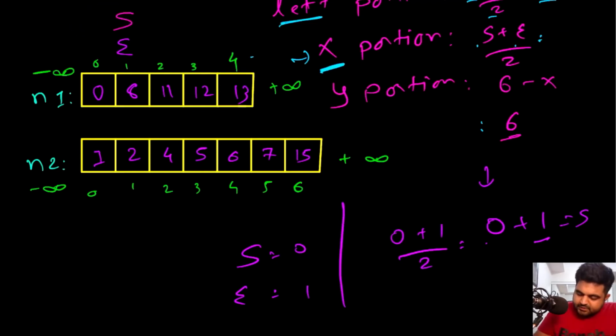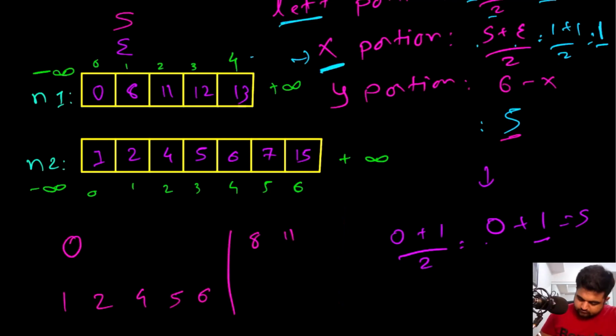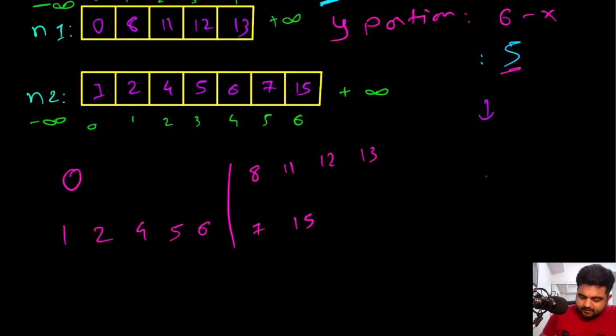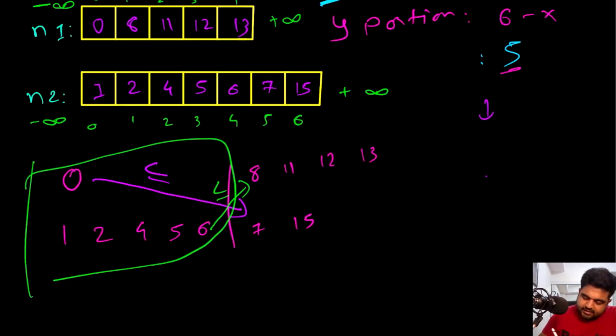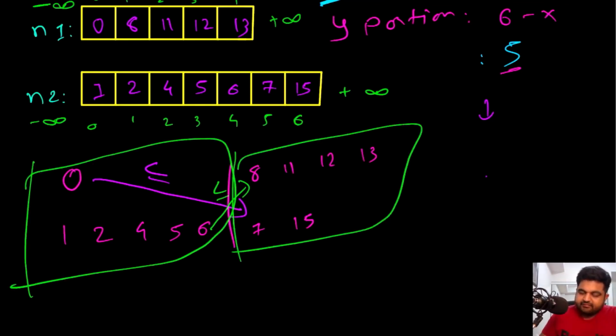Now the number of X elements is going to be 1 plus 1 divided by 2. It is going to be 1. So we are going to take one value from this X position, which means we are going to take 5 values from the Y position. So let's compare X and Y positions. So now we have our two partitions set up. If we compare the 0 with 7, the 0 is less than or equal to 7. That is correct. If we compare the 6 with 8, 6 is also less than or equal to 8, which means that this is a correct partition amongst left and right values.